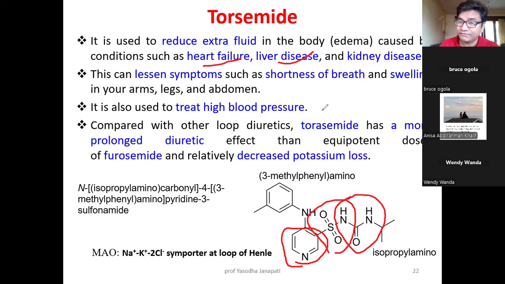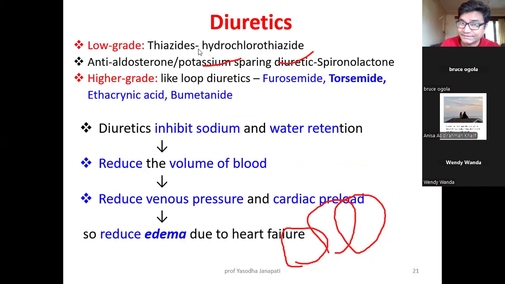I told you the difference when you have to select. Furosemide is also a very good drug, but it is given in a hospital setup. Compared with other loop diuretics, Torsemide has a prolonged diuretic effect than an equipotent dose of furosemide. One more advantage is relatively decreased potassium loss. Even the thiazide drugs also cause loss of potassium. All the diuretics will have loss of potassium, except the aldosterone blockers.